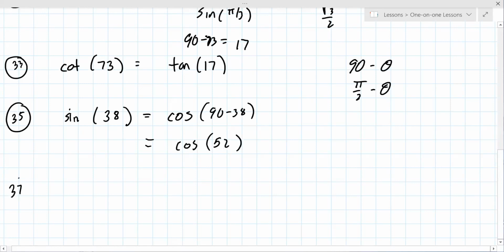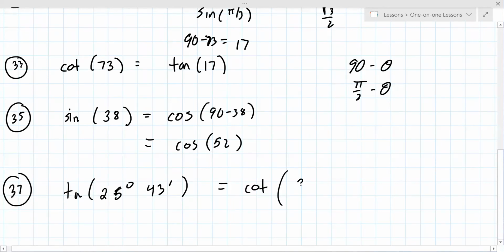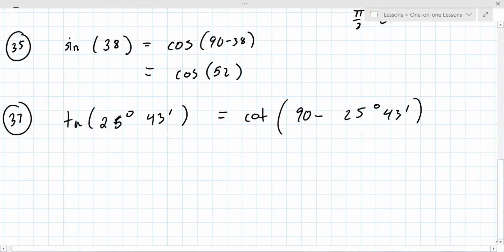52, okay, dope. On to 37. Okay, so this is a slightly different notation than maybe you're used to seeing. 25 degrees, 43 minutes. So the cofunction is cotangent, and then it's 90 minus 25 degrees, 43 minutes. So to go up to the next minute, it's 17 minutes. That gets this to 26 degrees.